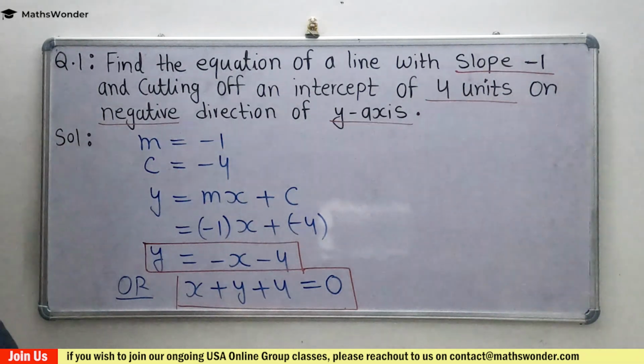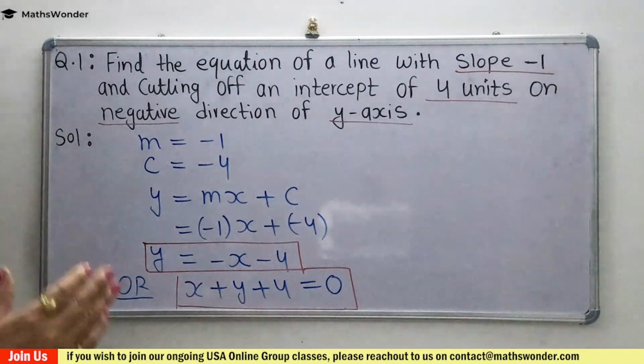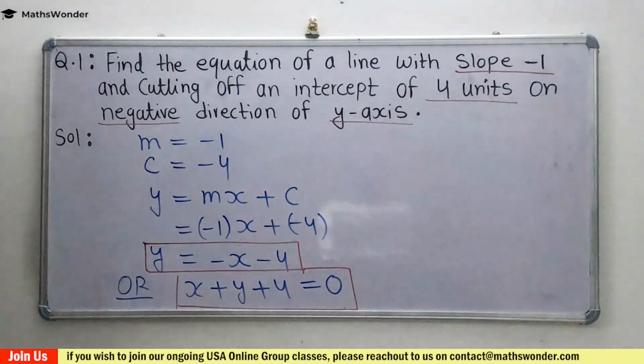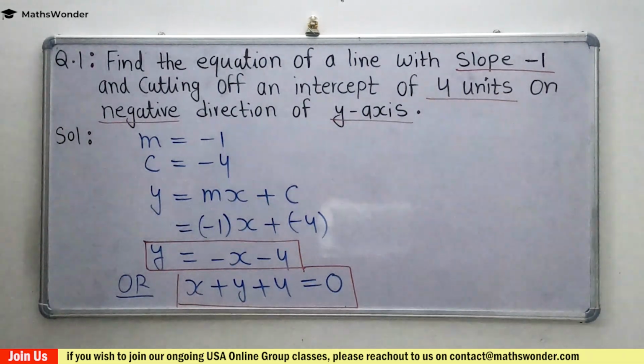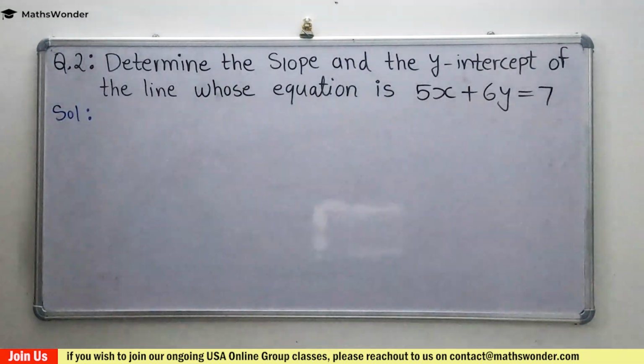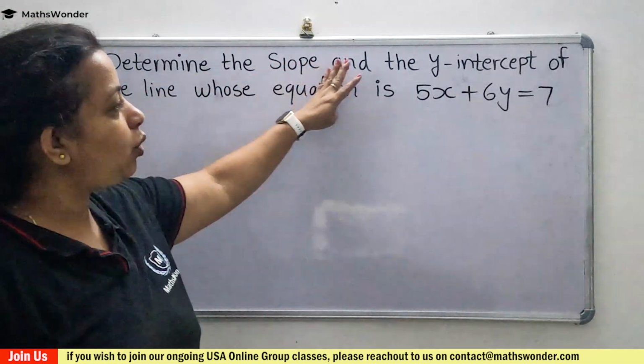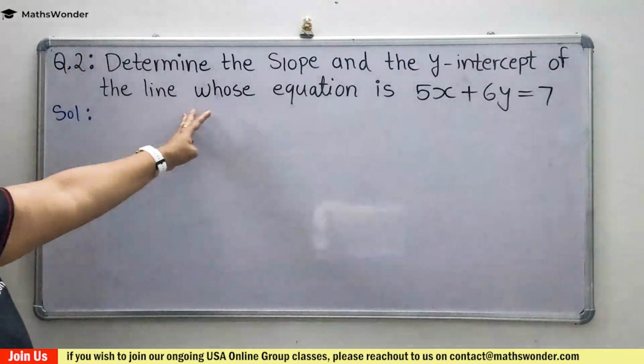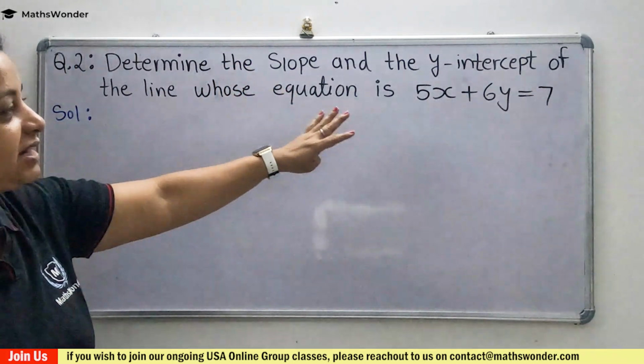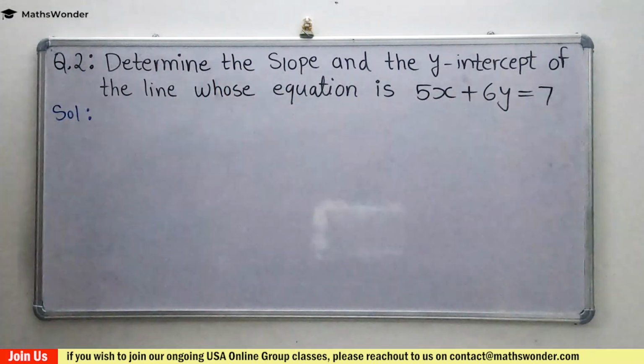So on the y-axis it is -4. You know, the slope is in the negative direction, which means the fourth quadrant. See, the second question: determine the slope and the y-intercept of the line whose equation is 5x plus 6y equals 7, sorry.